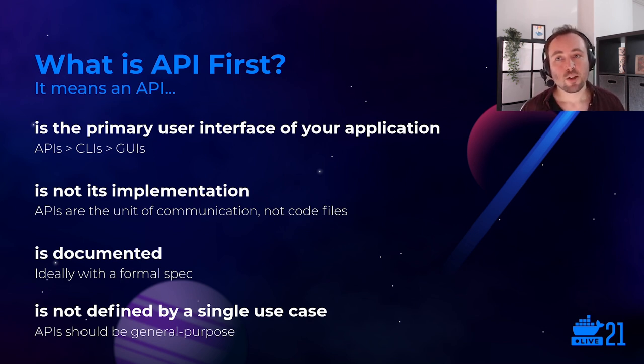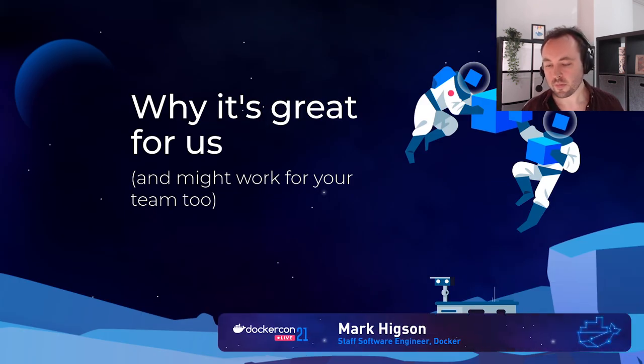And lastly, your API should not be defined by a single use case. It's tempting to just build a thing to drive whatever feature you're working on at the time. But the longer-term approach is to think of your APIs as representing some kind of semantic thing within your organization so that your API is very general purpose and it can be used to solve use cases that you haven't even thought of yet. So most of this talk is about how this strategy benefits you as our users and how to use our APIs.